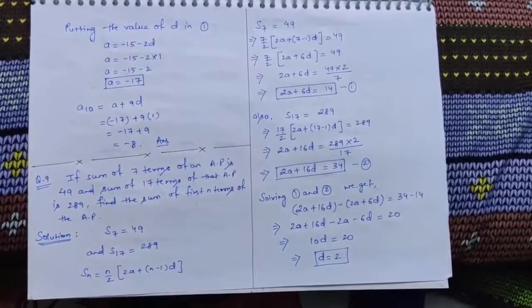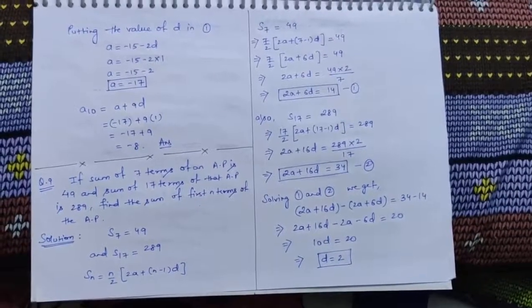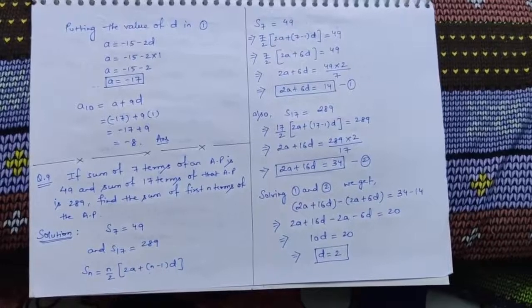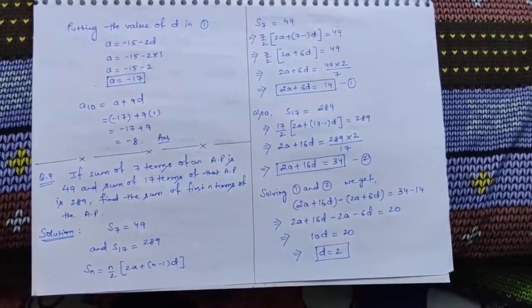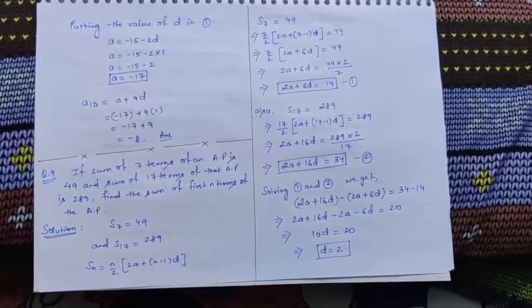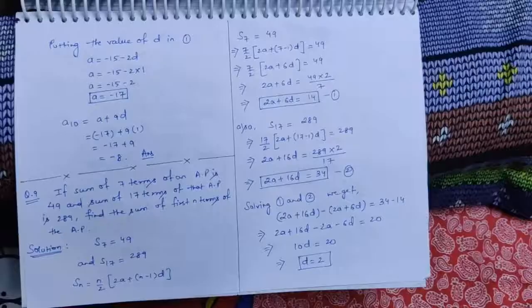Now we need to calculate the 10th term. So for the 10th term we can write a plus 9d. Substituting the value of a and d in that, we get the value of the 10th term as minus 8.